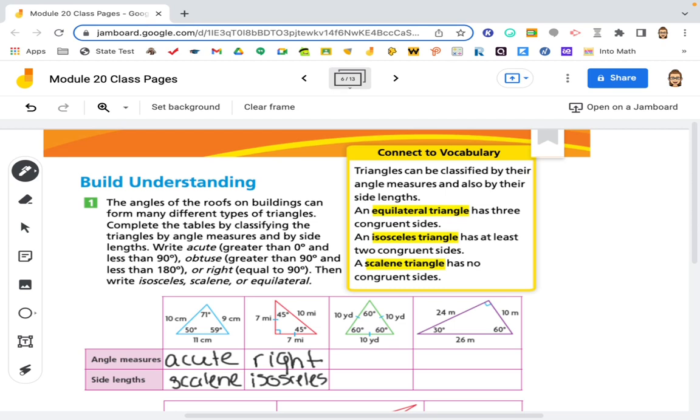Then we go to the next one. All our angles are less than 90 degrees, so it would be acute. And it has three sides that are all the same, so that means it is an equilateral. Then we look at the next one. It has a right angle, and all the sides are different, so it's scalene.